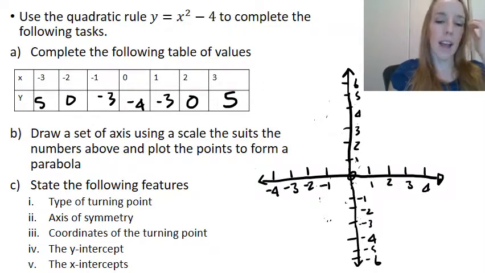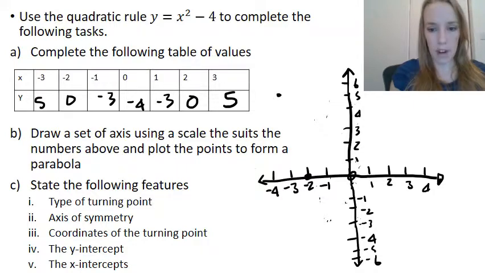So now that we've done our Cartesian plane, we're going to plot those points. So the first one, x is -3, y is 5. So that will be a point, go to -3, move up 5, there. X is -2, y is 0. So that will be here. Our next point, x is -1, y is -3. And next point, x is 0, y is -4.